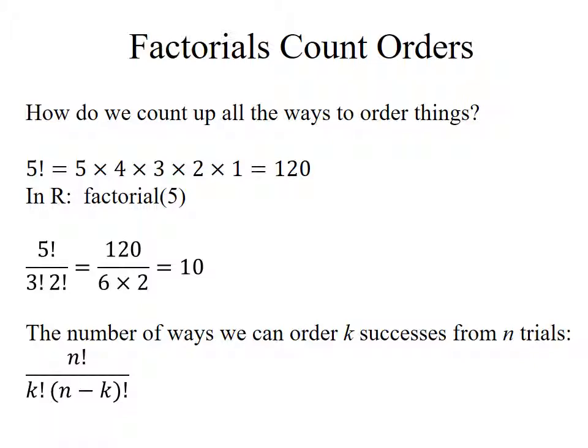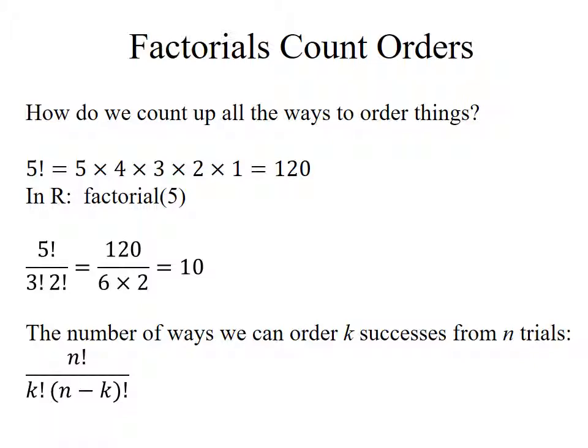And then the 2 not 4s, again, can come in any order. So then I divide by 2 factorial. So I have 5 factorial divided by 3 factorial times 2 factorial, or 120 divided by 6 times 2, 120 divided by 12 is 10. There are 10 different ways of arranging 3 objects and 2 other objects into a line of 5 total objects.